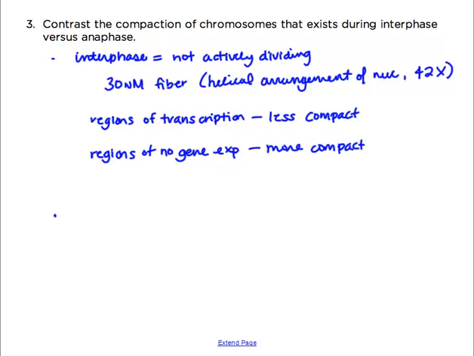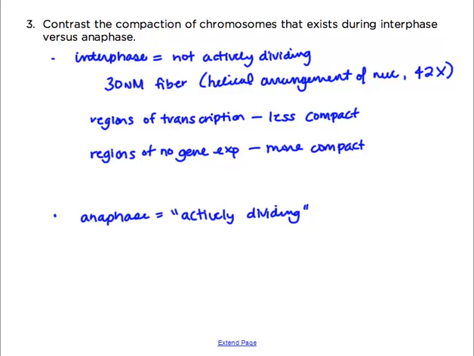Now when they say anaphase, and they could have said any of the other cell cycle phases like prophase, metaphase, telophase, when they say anaphase, they mean when the cell is actively dividing. So anaphase, in other words, equals actively dividing. Now when a cell is actively dividing in cell division, it needs to be in a packaged chromosome that's so compact that it can move, right? Because in telophase, the chromosomes are pulled apart, cytokinesis, they have to move into the daughter cells.